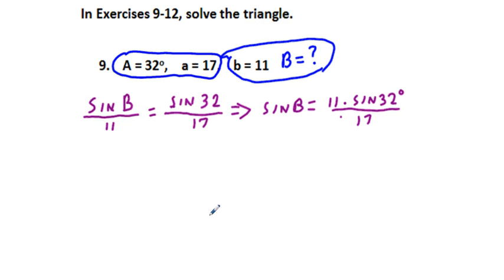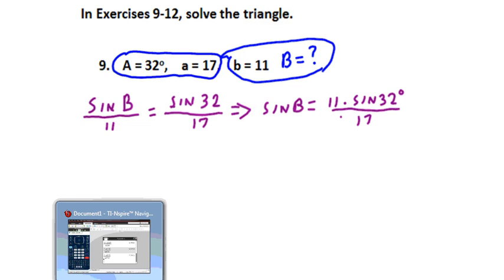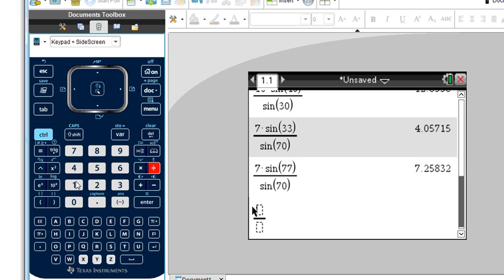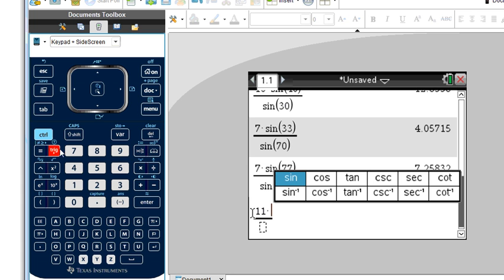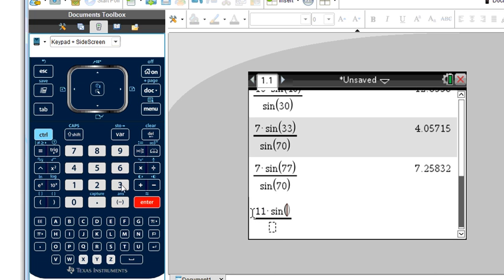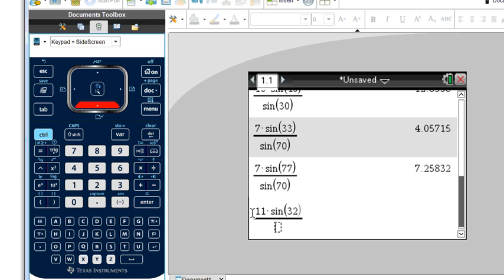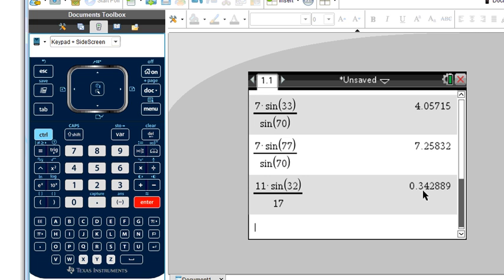And so we can go to our calculator and 11 times the sine of 32 degrees, and we're going over 17, divided by 17. So we get this number here, 0.342889. Okay.